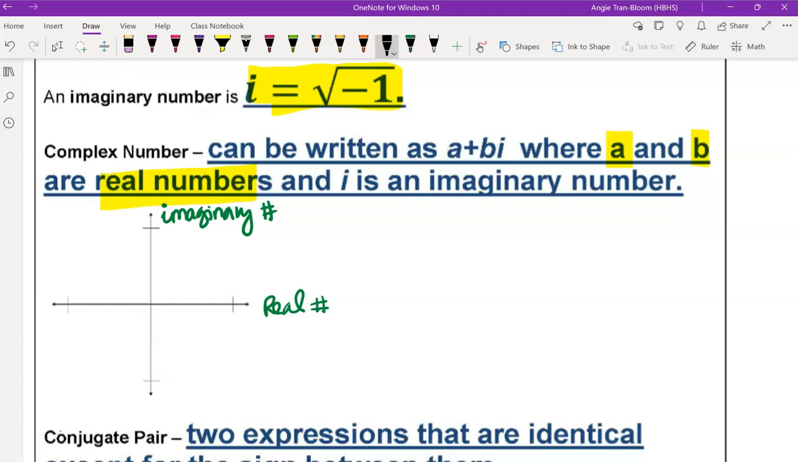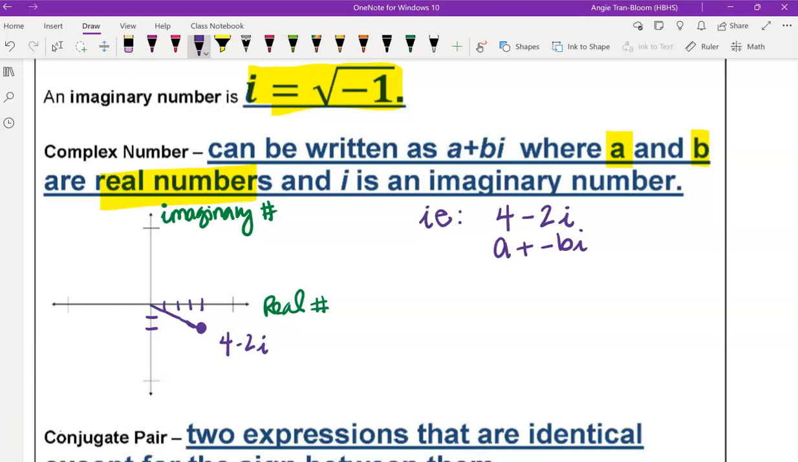So I'm going to give you a complex example: 4 minus 2i. This is a plus negative bi. So a is 4, so 1, 2, 3, 4. And we have your negative 2i, that's going to go down 1, 2. When we put a dot, that's 4 minus 2i. Some books will even connect this from the center, like that.